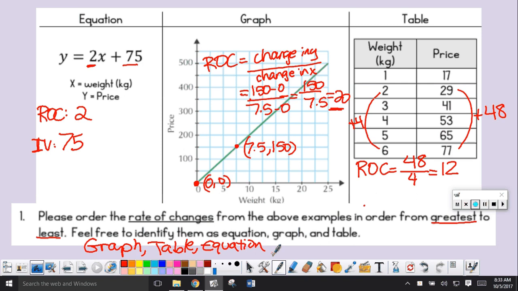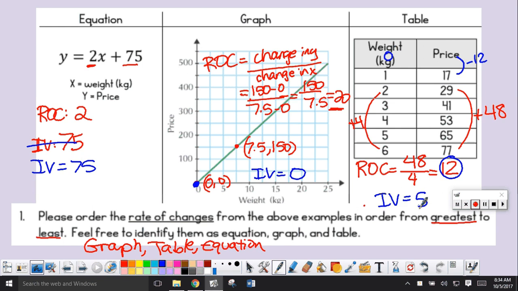Okay? My graph's initial value, I'm going to put these in blue. My graph's initial value is 0, right? It comes from this point right here, where the point crosses the y-axis. And then my table, I would need to subtract 12 from here to get to my figure 0. 17 minus 12 is 5. Okay, so my initial value is equal to 5.